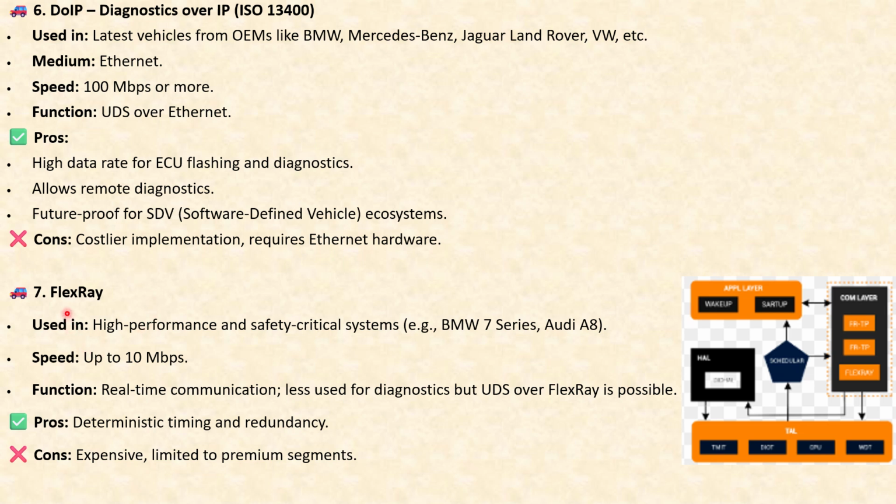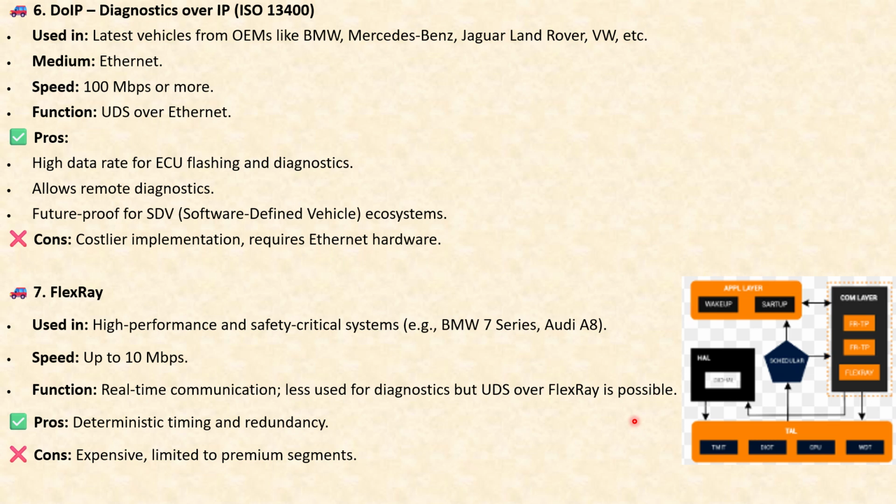Next most popular communication protocol is FlexRay, used in high performance and safety critical systems like the BMW 7 Series and Audi A8. So as you can see, some very state-of-the-art, very modern vehicles like the BMW 7 Series and Audi A8 use this FlexRay, and that only shows the efficacy of this particular protocol. It has a speed of up to 10 Mbps, which more than suffices for the data transfer. The function is real-time communication, less used for diagnostics, but UDS over FlexRay is possible.